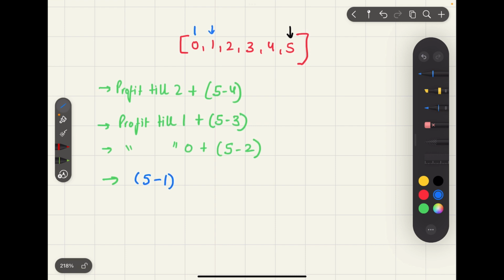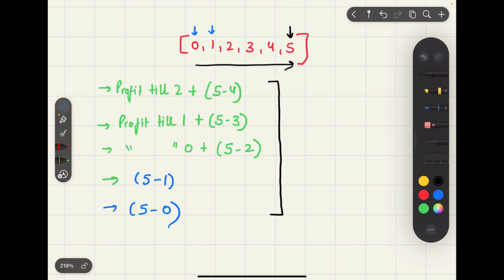Similarly, when we are buying at 0, the only possible profit is the profit for this transaction, which is going to be 5 minus 0. So out of these five possibilities, whichever is going to give the maximum answer, that is actually going to be the maximum profit which is possible till 5.